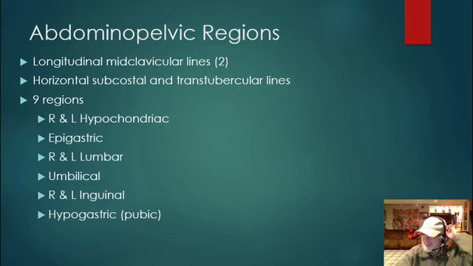What happens is, you know what? I'm a Virgo, and 4 isn't enough. I need a little bit more specified, a little bit more definition. So they can also divide the abdomen into what they call abdominopelvic regions. Basically, this is dividing the abdomen into 9 regions.